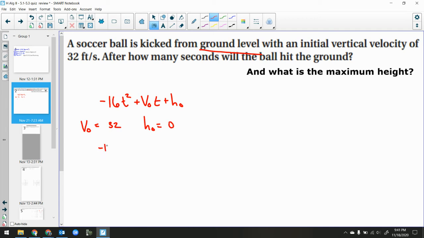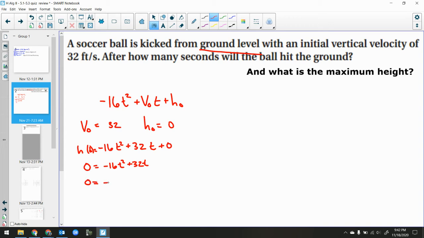So I have negative 16t squared plus 32t plus 0. That's going to be equal to h of t, the height, whenever I want it at time t. Okay, so it says after how many seconds will the ball hit the ground? Well, think about it. If it's going to hit the ground, it's going to hit the ground at height 0. So this is what I'm looking for here. I'm looking for the zeros of the function, the roots of the equation.